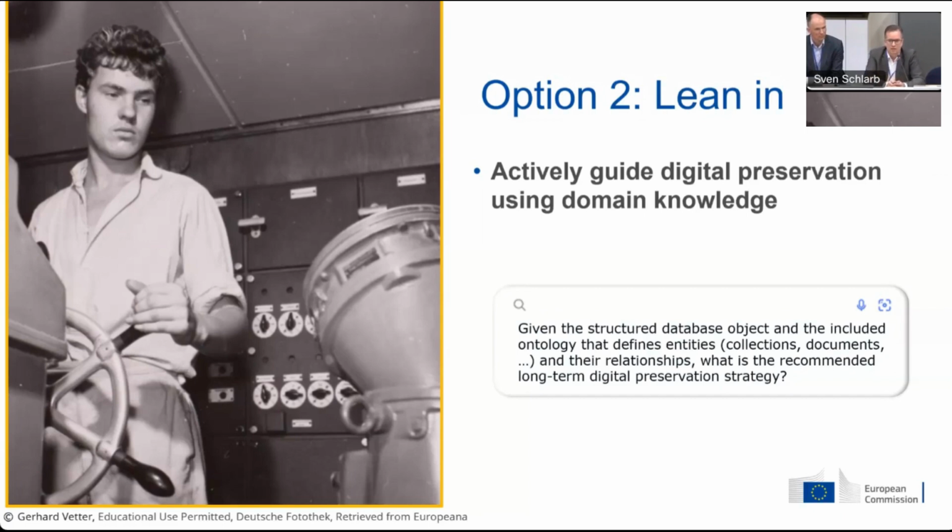And then we would be able to steer digital preservation, and in the text box we would say something like, given the structured database object and the included ontology that defines the entities and the relationships, etc., what is the recommended long-term digital preservation strategy? Because I think LLMs and AI in general may help us a lot doing digital preservation in the future, but still there should be some way to actively guide that.